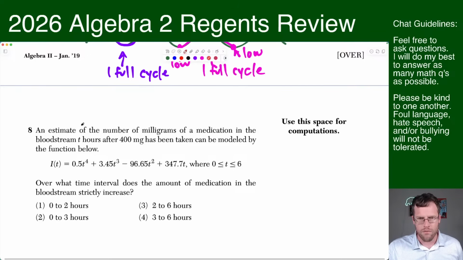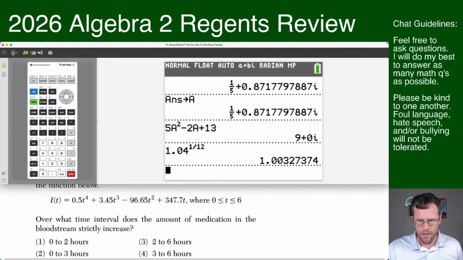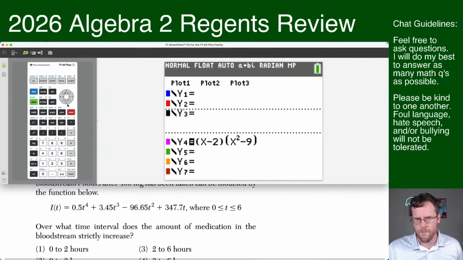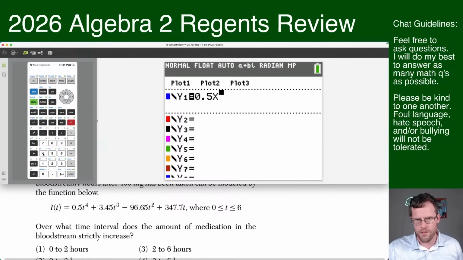So let's see. Question 8. Oh, this is calculator. Unless you have a computer brain, that's going to be hard to see in your head. So here, I'm just going to type that in carefully. So I'll clear out all the other stuff from before. And if we look, 0.5 x to the power 4, and then plus 3.45 x to the third, minus 96.65x squared, and then plus 347.7x. Okay, but we're going to use x. And the domain is from 0 to 6.